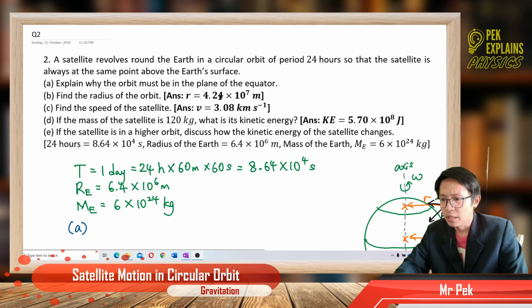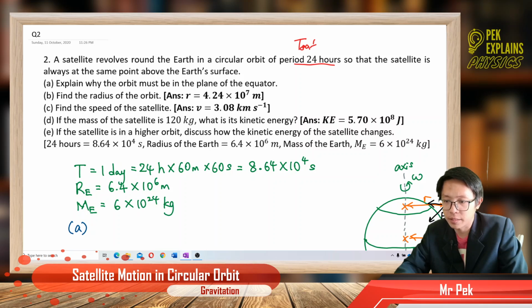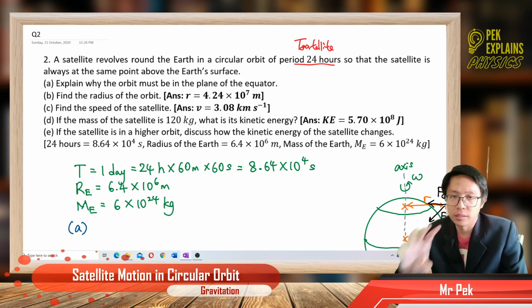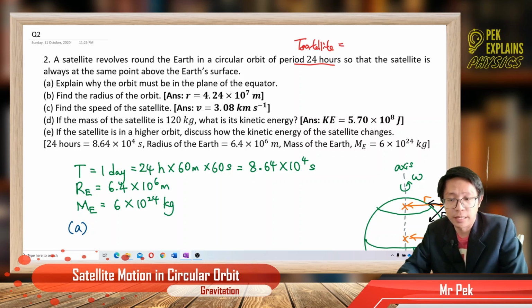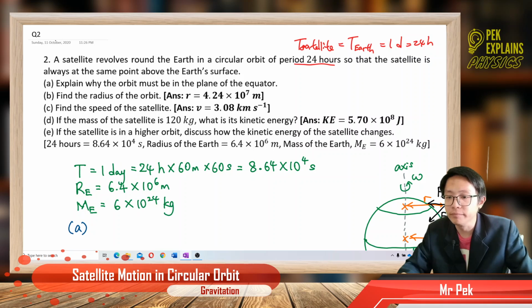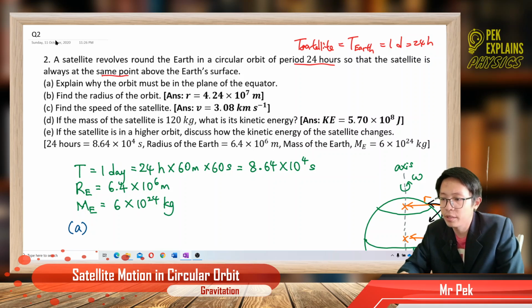Okay, so this satellite has the period, this is the period of satellite. We all know that the Earth rotation is also 24 hours for one complete oscillation. So the period of satellite should be the same as the period of Earth rotation, which is 1 day, which is 24 hours, so that it is always at the same point above the Earth's surface.